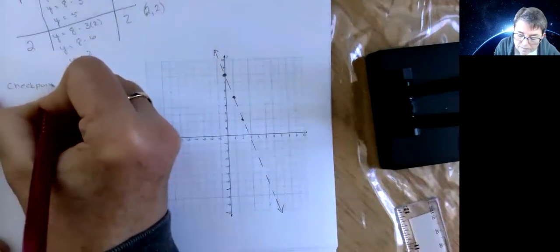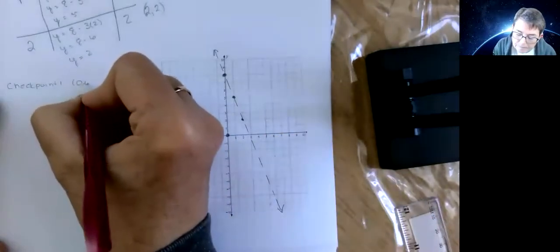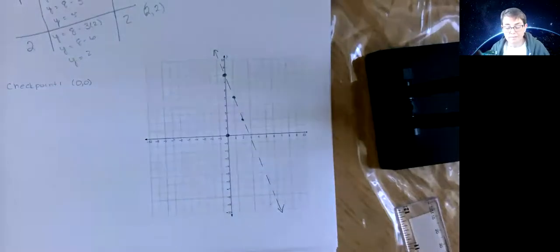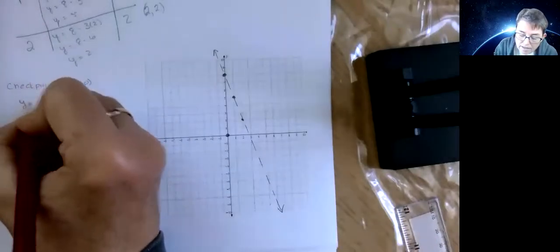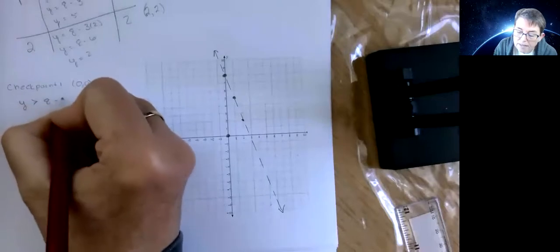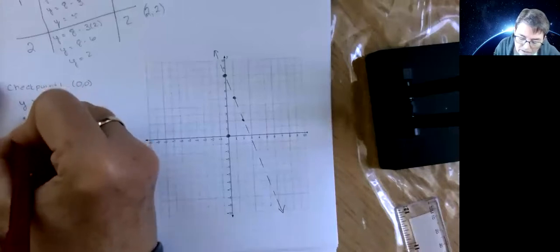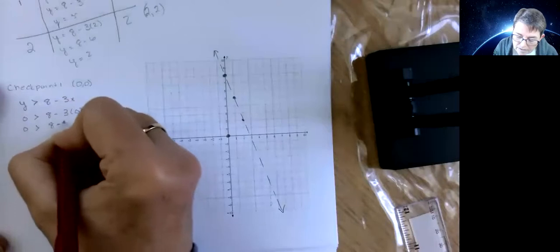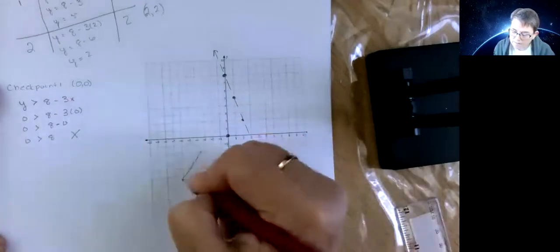So checkpoints. So 0, 0. Again, use whatever point you want. I just tend to use 0, 0, as long as it's any point not on my line. So y is greater than 8 minus 3x. Always rewrite your original inequality. Now I'm going to plug it in. So 0 is greater than 8 minus 3 times 0. 0 is greater than 8 minus 0. 0 is greater than 8. Nope. So this side, not so much.